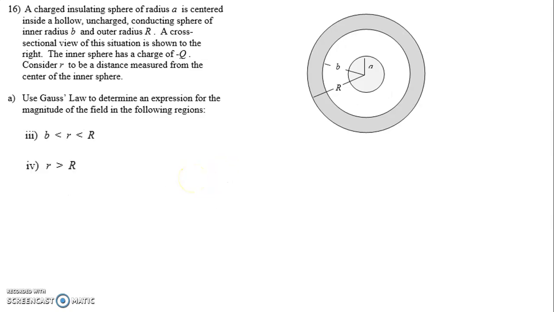Let's go on to regions 3 and 4. Now, why am I putting 3 and 4 on the same slide here, and why is there such little space between 3 and 4? Well, let's take a look. Region 3 is R between B and C. So let's draw our Gaussian surface. It's there, right? It's in the conductor.